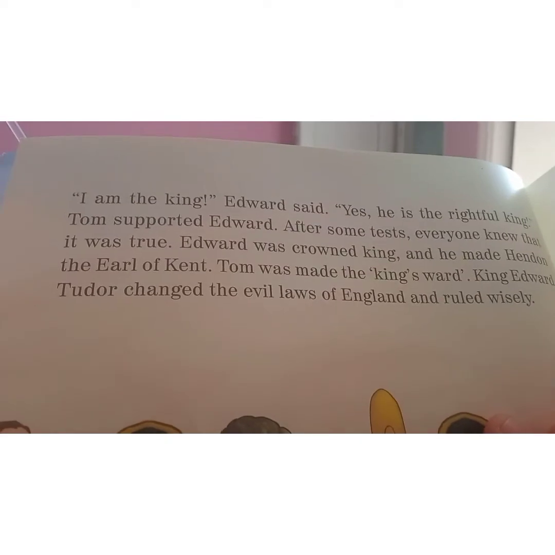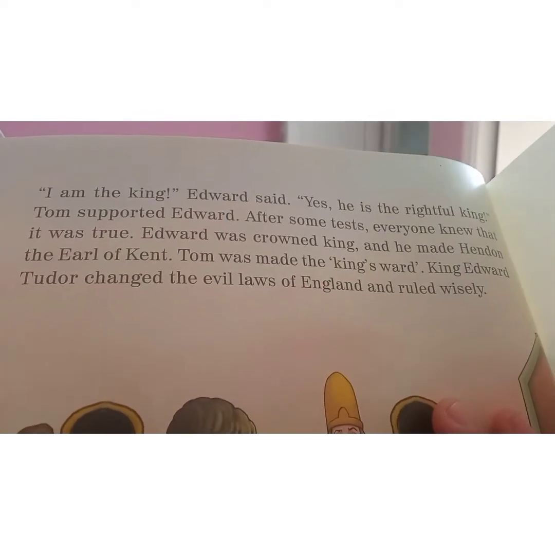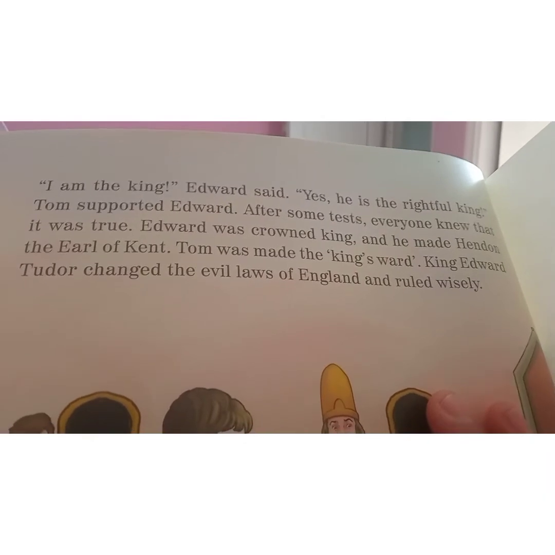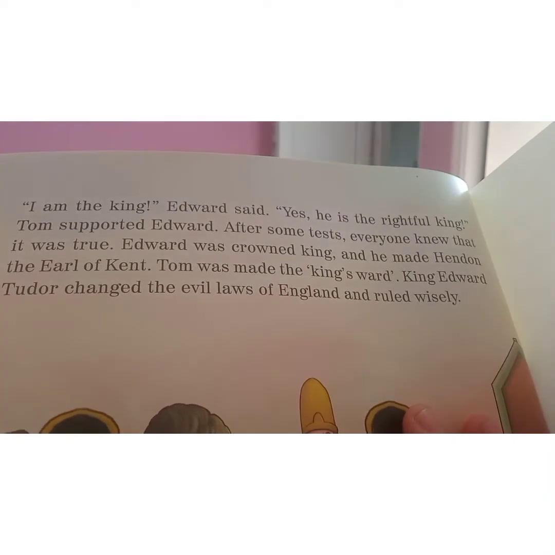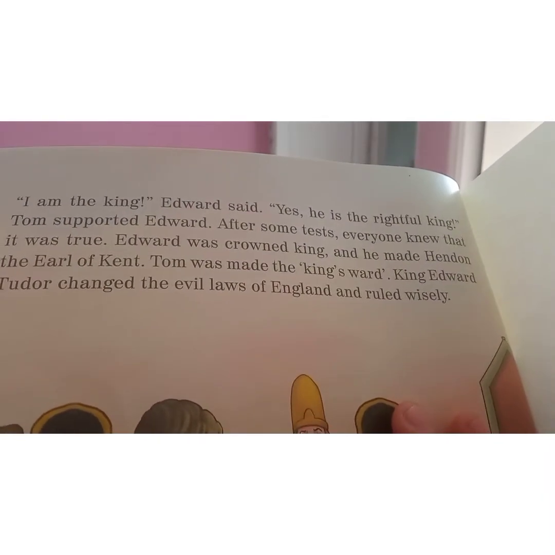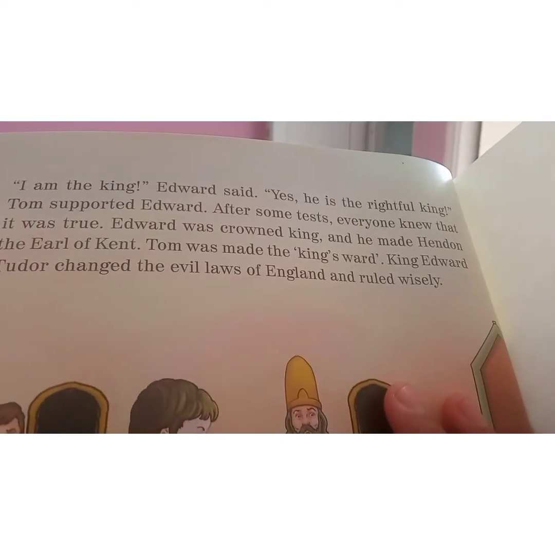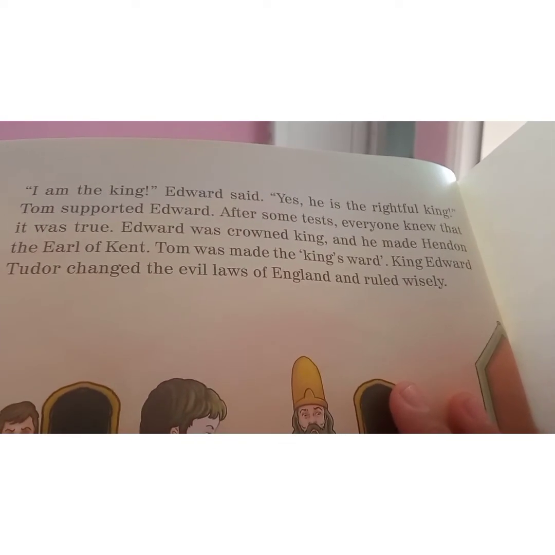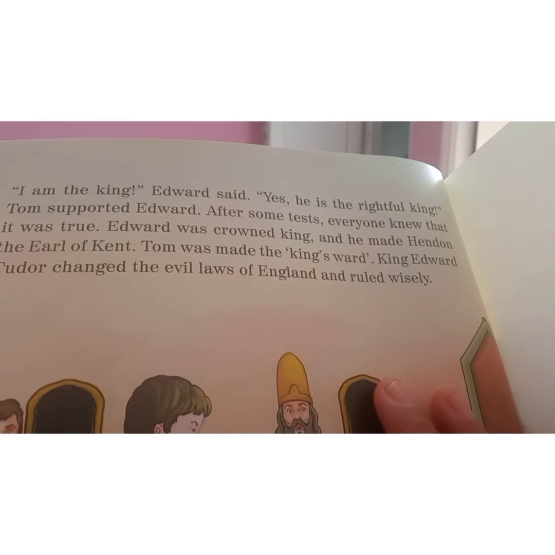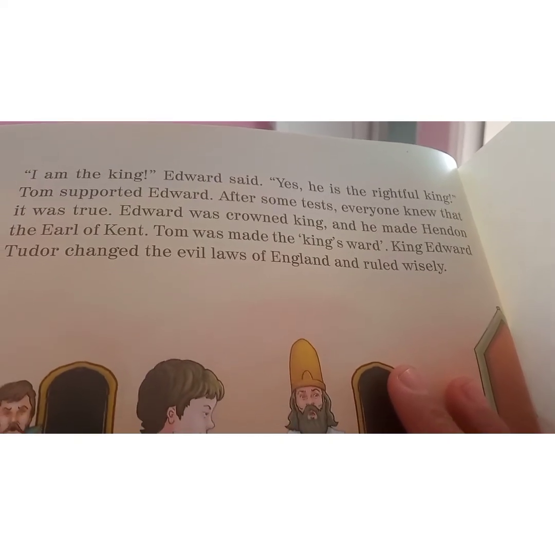"I am the king," Edward said. "Yes, he is the rightful king," Tom reported. After some tests, everyone knew that it was true. Edward was crowned king, and he made Hendon the Earl of Kent. Tom was made the king's ward. King Edward Tudor changed the evil laws of England and ruled wisely.